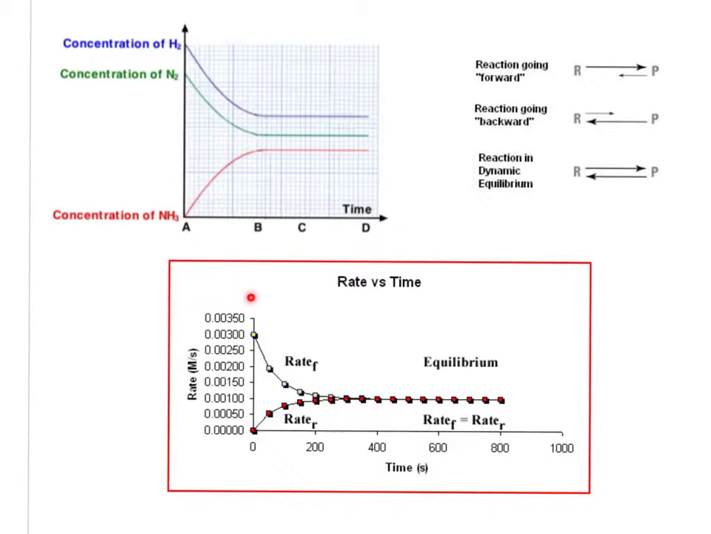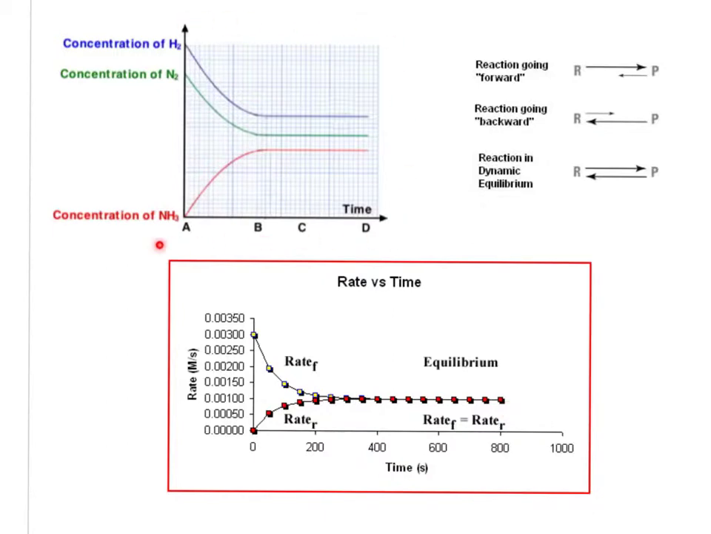And I'm looking at the rate of the reverse reaction, and this would represent the rate of the forward reaction. My forward reaction is decreasing until I achieve some state of equilibrium. My reverse reaction is increasing until I achieve a state of equilibrium, and my state of equilibrium on this graph clearly shows my forward rate of reaction equals the reverse rate of reaction.